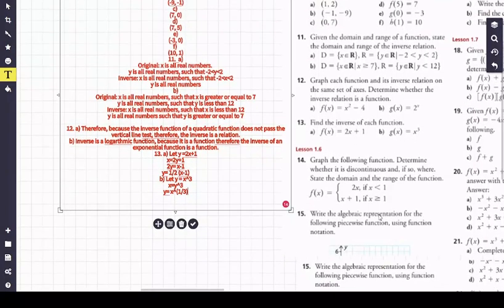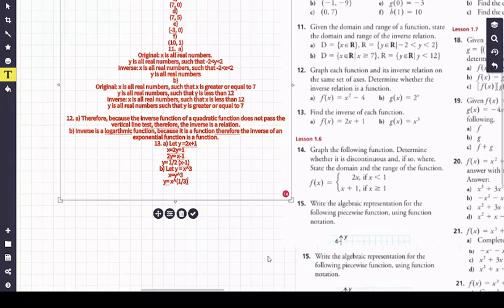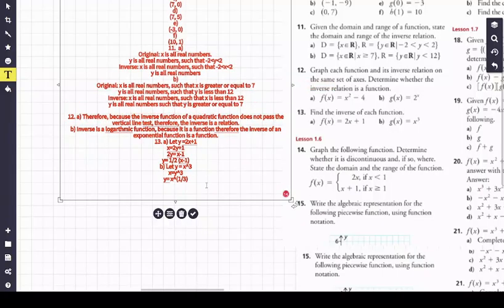Graph the following function, which I will not be doing, but I will be determining if it is discontinuous or not. And I'll also be stating the domain and range, etc. So let's go ahead and get started. 14. So the only place that these two functions can be discontinuous is at the connecting point.